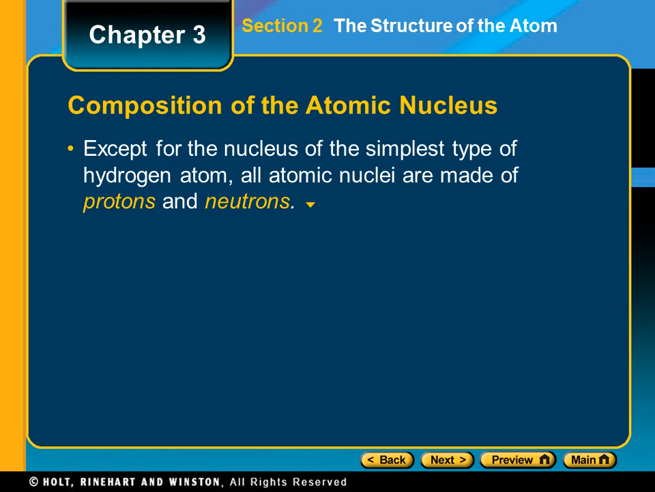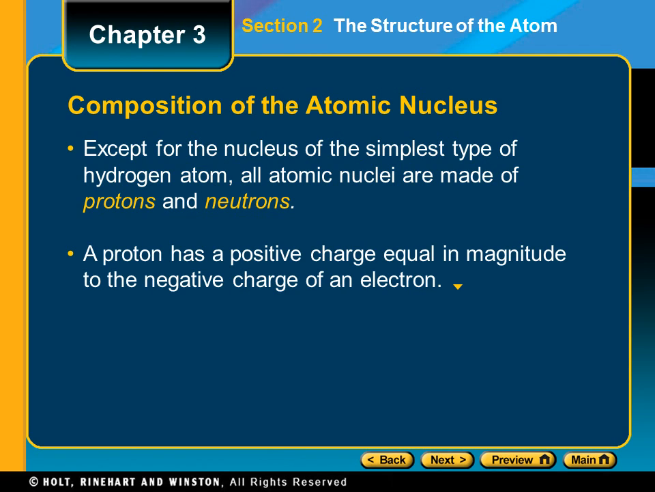So, what is the nucleus made out of? Because it is the densest part of the atom, it must have stuff in it. Therefore, except for the nucleus of the simplest type of hydrogen, all atomic nuclei have protons and neutrons in them. A proton has a positive charge equal in magnitude to the negative charge of an electron. What that means, guys, is that in most cases, the number of protons equals the number of electrons. In any atom, when the number of protons equals the number of electrons, you have an equal number of positive and negative charges, which means the overall charge of the atom is neutral.